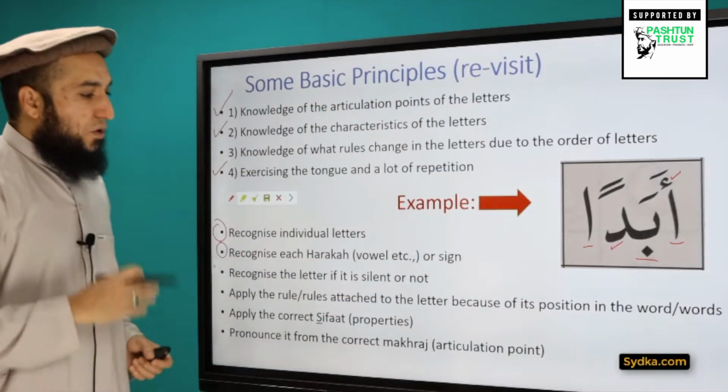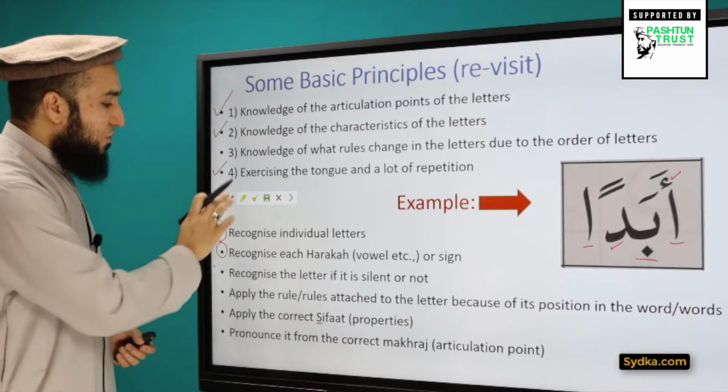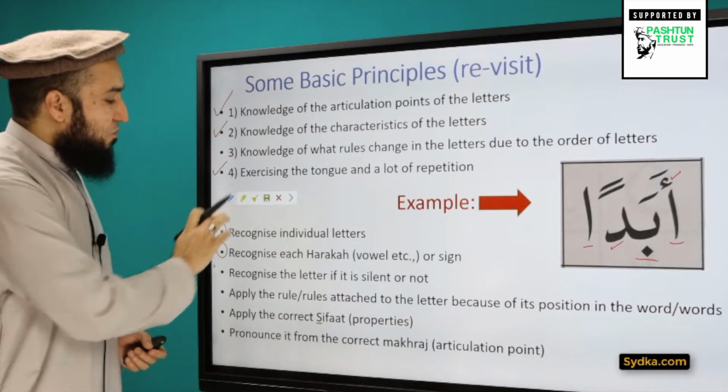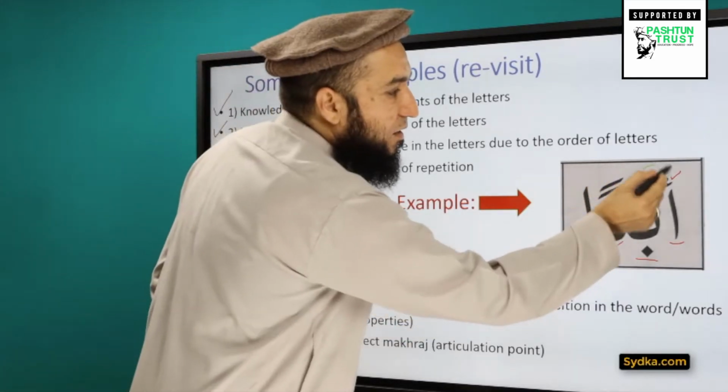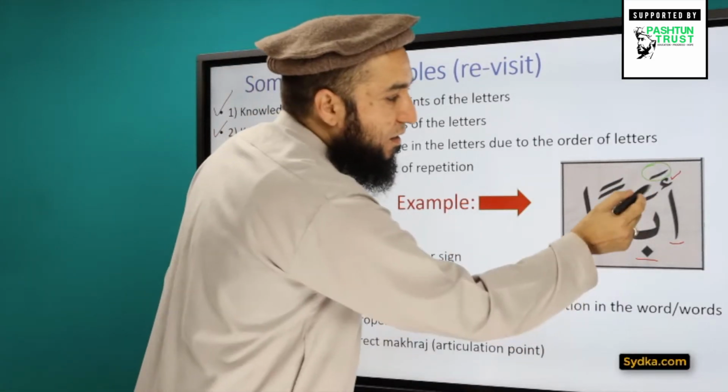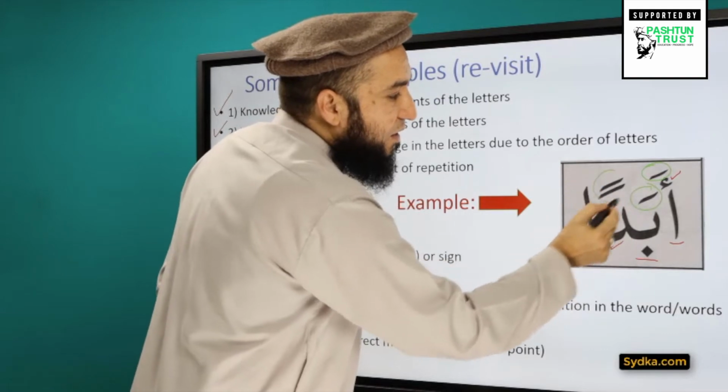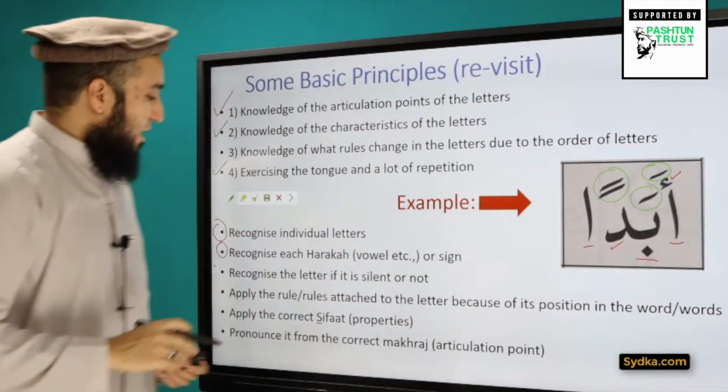In step two, we recognize the harakat that are used. So the harakat, or the signs, would be here. That's fatha, fatha, fathatain. So we recognize the harakat.